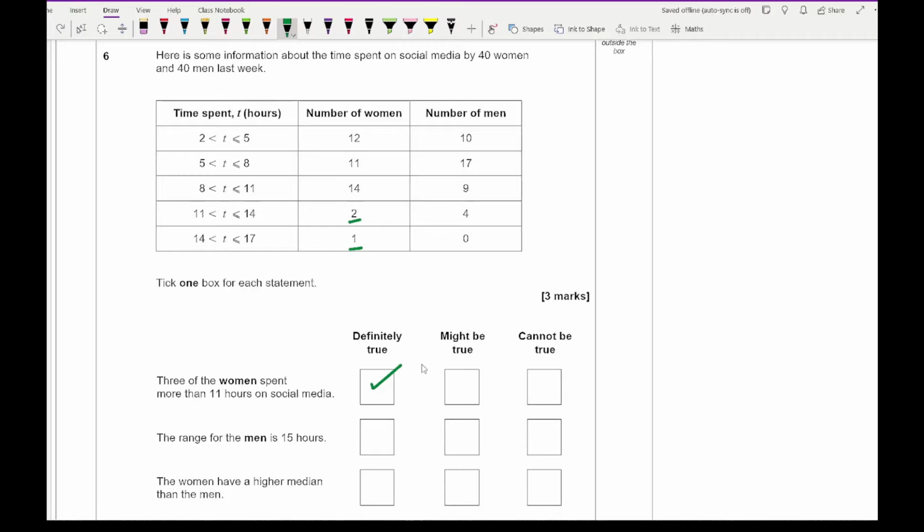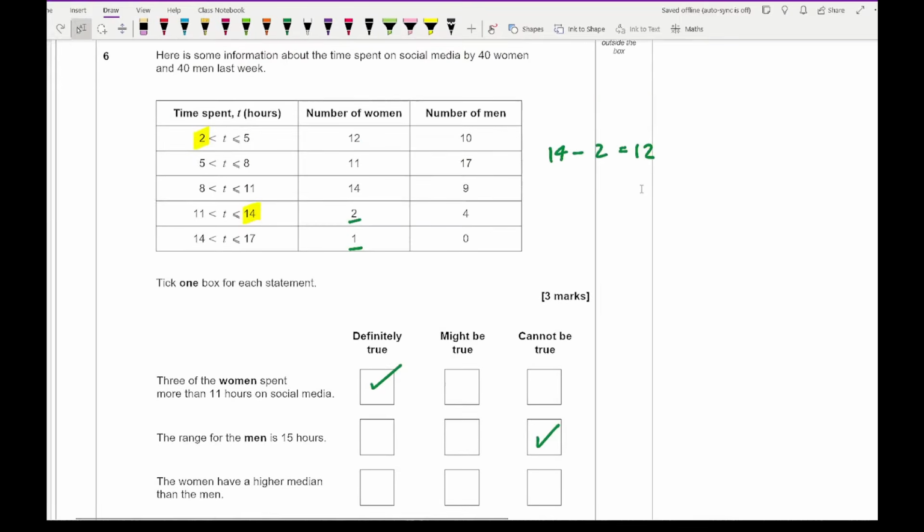Well, in terms of the maximum and minimum hours spent, well, the lowest one that's got a frequency is 2, and it's got to be greater than 2. And the next highest frequency is going to be up to 14. So worst in terms of maximum range, it's going to be 14 take away 2, which is 12.